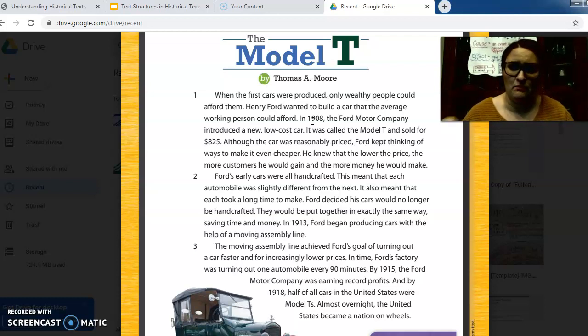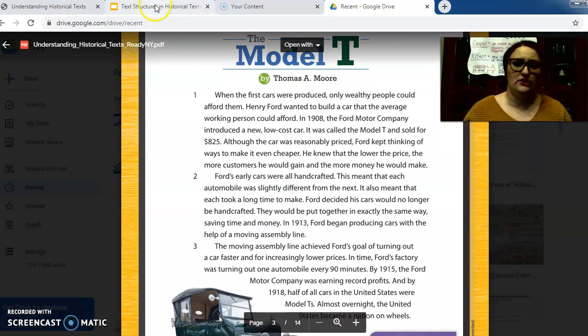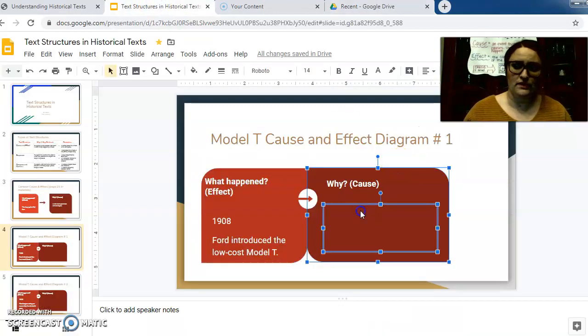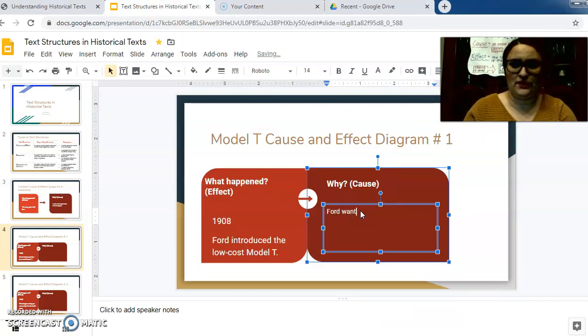So I'm willing to bet that because this is the effect, the cause, the reason why this happened is probably going to come before it. So I'm going to read the sentence before this one. The sentence before this one says, Henry Ford wanted to build a car that the average working person could afford. Oh, so this is the reason why he introduced a new low-cost car, is because he wanted to build a car that the average working person could afford. So I'm going to fill that in on my chart. So Ford wanted to build a car that the average working person could afford.